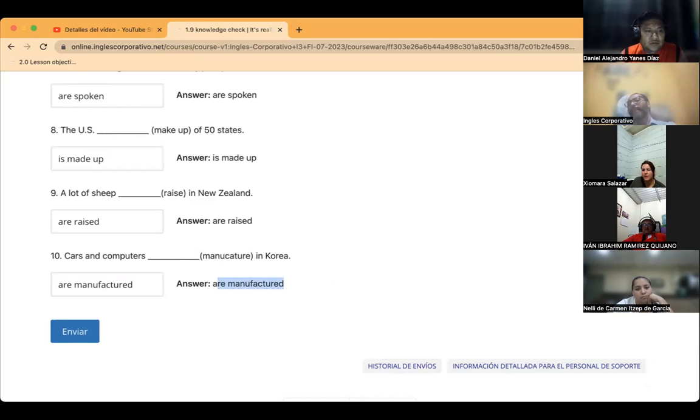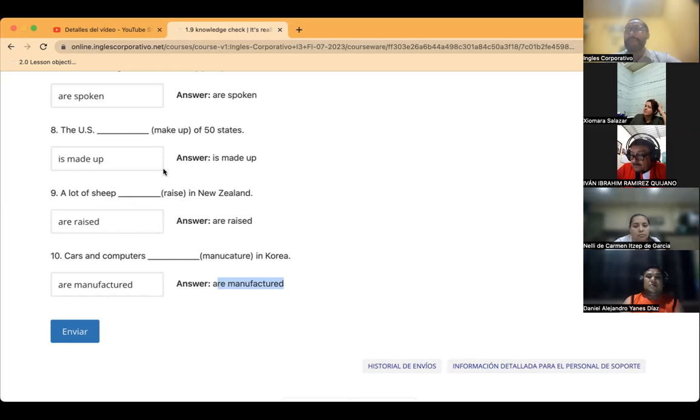Daniel? Thank you, teacher. In number nine, what is the meaning of the context in these sentences? Because a lot of sheep are raised in New Zealand. What is the context? I can get the idea. Okay. So like mangoes are grown in El Salvador, but for things that are alive, horses, dogs, cows, sheep, it is not grown. They don't grow sheep in New Zealand. They raise sheep. This is the context. The same as grow, but for things that are alive, are raised.